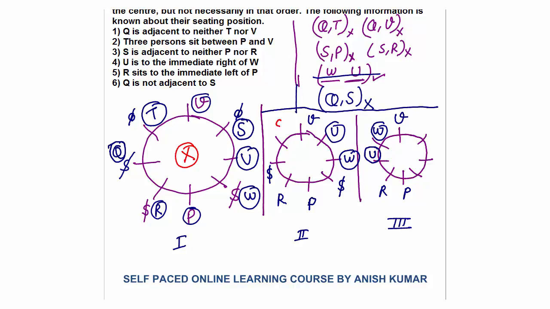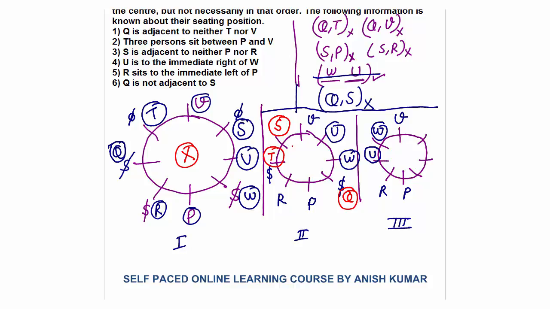In the second diagram only one place is left for S. So this will be the position of S. Now S and Q are not together, so this will be the position of Q, and T will be at this place. We can easily fill that diagram. T will be at this position.